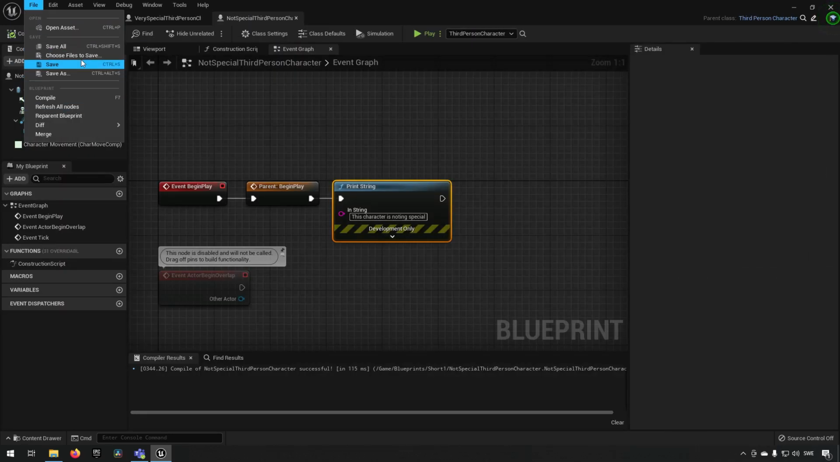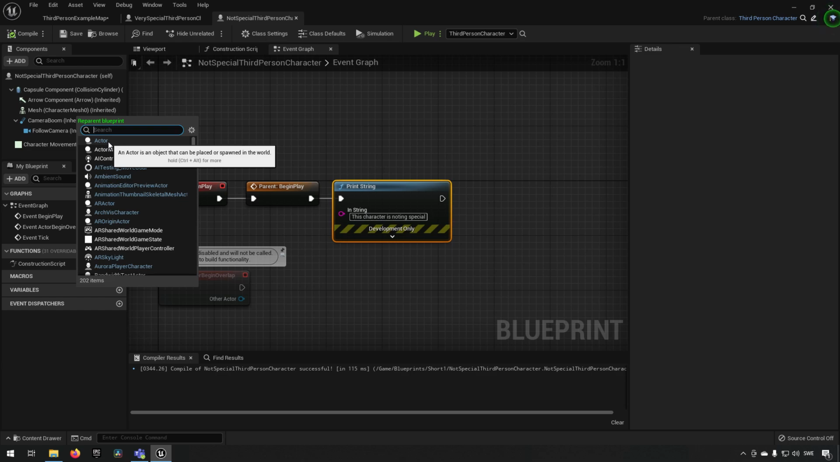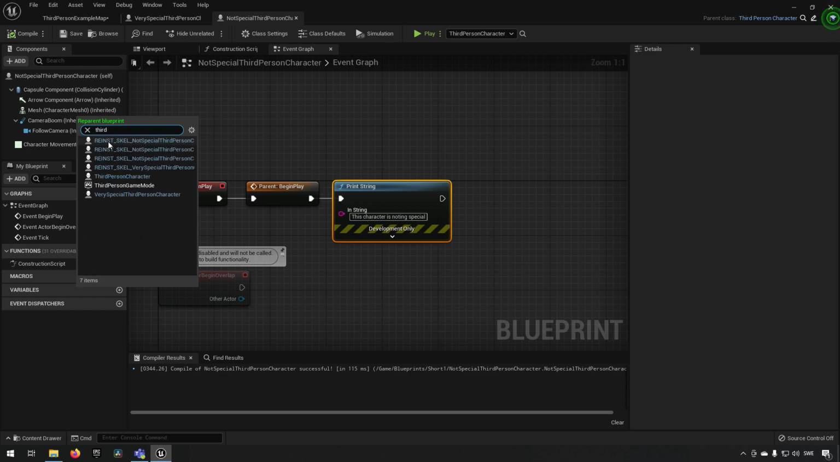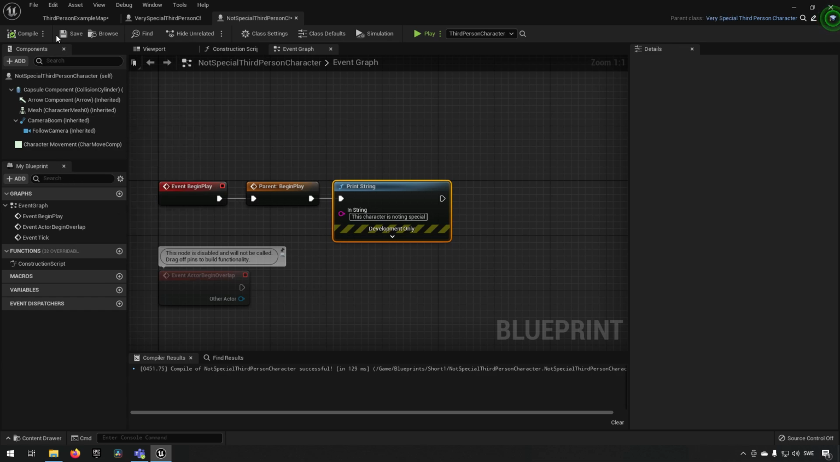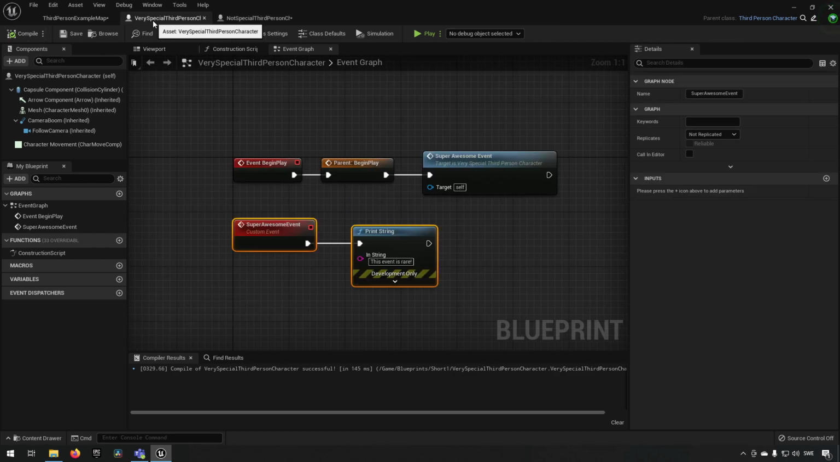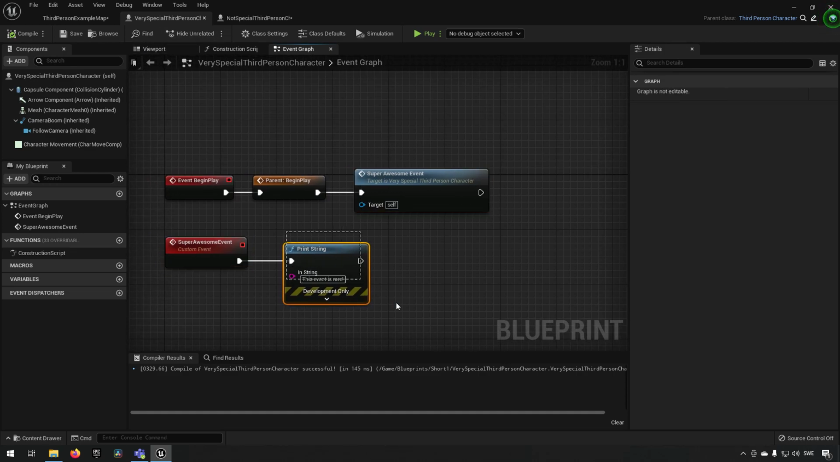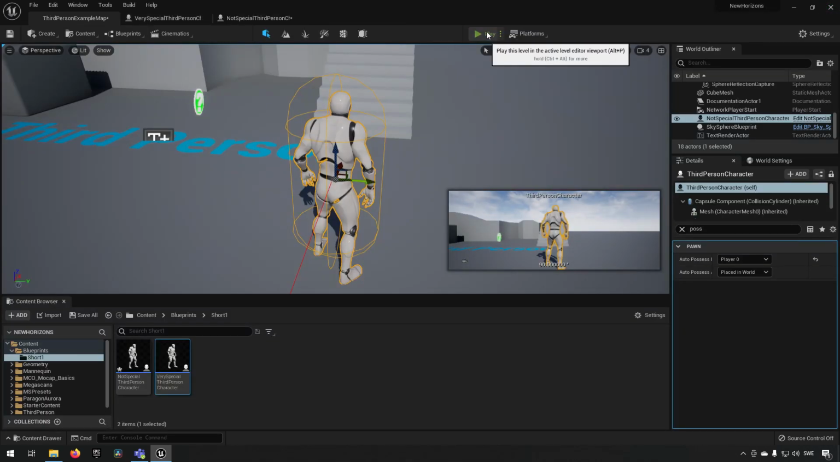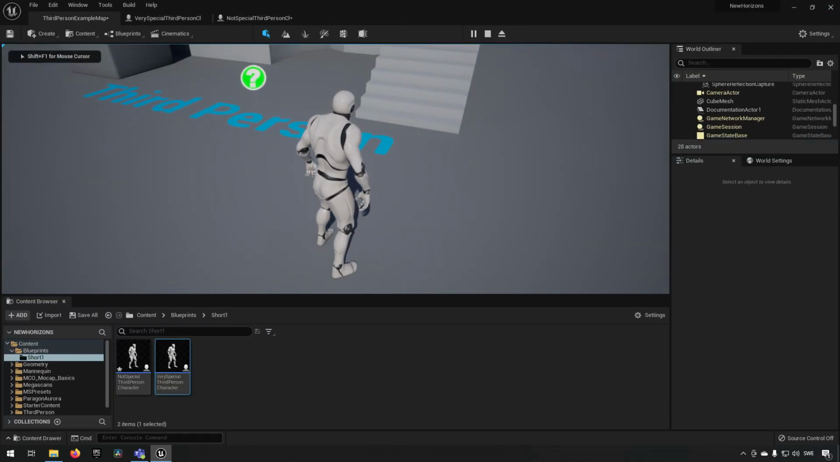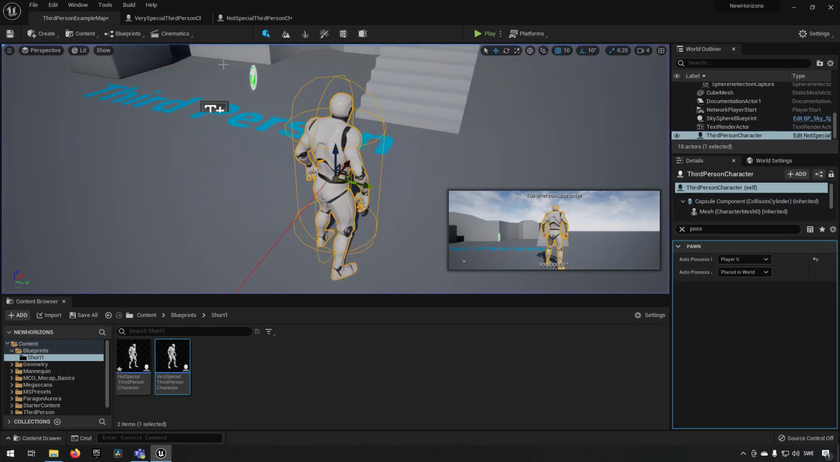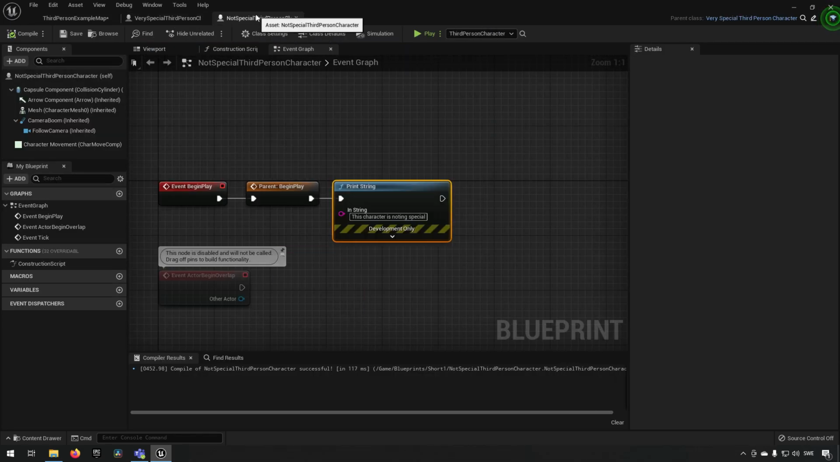have a different parent. We just go to reparent blueprint and we type in third person here and we get our very special third person character, and compile, and you can see now that we're inheriting from that instead. And the very special third person character has this event that is calling on that says that this event is rare. So now when we play, we see that that message is being played as well. So that's how easy it is to change a parent for a class in Blueprints.